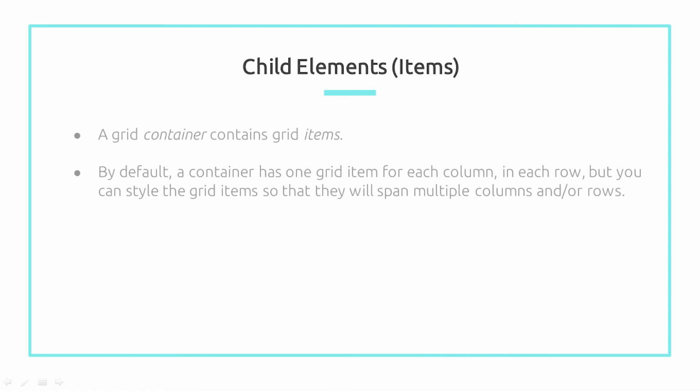CSS grid item. Child elements, items. A grid container contains grid items. By default, a container has one grid item for each column, in each row, but you can style the grid items so that they will span multiple columns and/or rows.